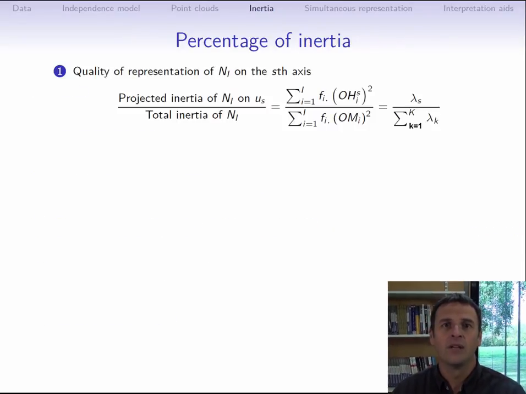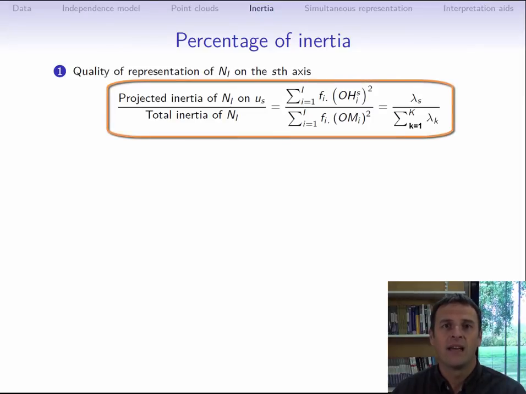Let's start by talking about the percentage of inertia. Like in all principal component methods, percentages of inertia are the first indices we look at. The question we want to ask is the following. We have a point cloud representation. How good is it? Generally speaking, the quality of the representation is measured with respect to the ratio of the projected inertia over the total inertia. Usually, we multiply this by 100 to get a percentage.